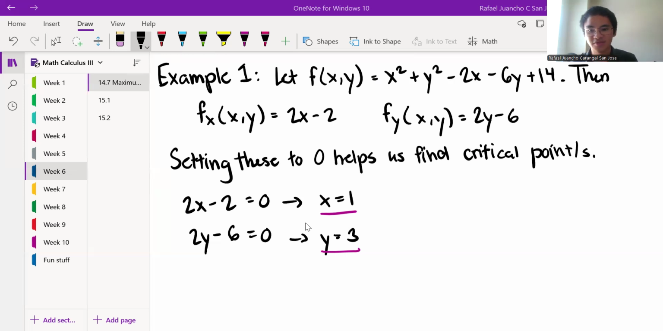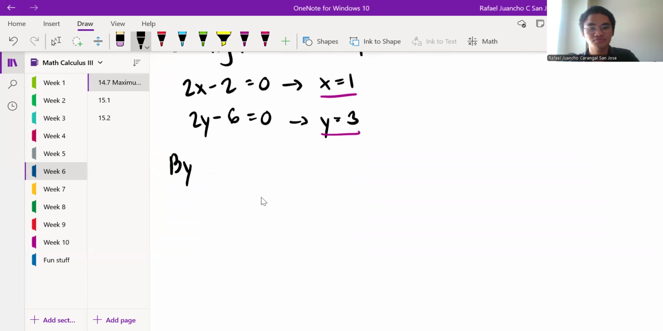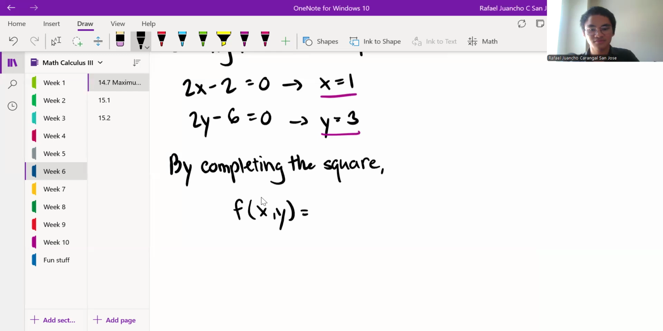Okay, so the textbook is telling me to complete the square. If we do complete the square, so that's an algebra thing, then we get this value. 4, I think this was a plus. Look at that. There's my 1 and 3.